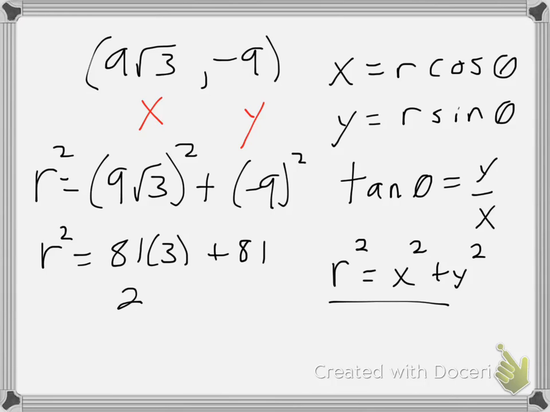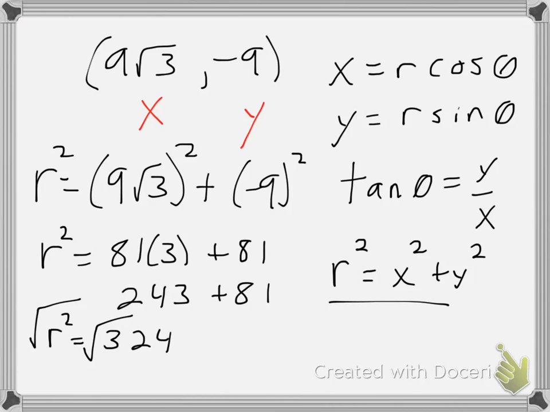And that would give me 243 plus 81. And when I add those together, I'll get r squared equals 324. Which means to find r, I'll take the square root of each side. And that'll give me r is equal to 18. So now I have a value for r.